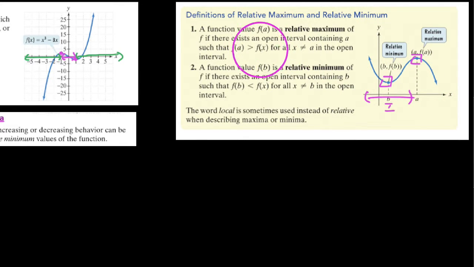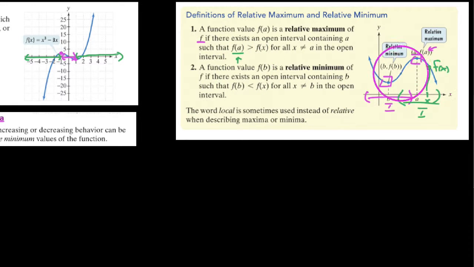Really quickly, though, the formal definition says a function value f of a, so that's this one right here, is a relative maximum of f if there exists an open interval containing a. So if I had some interval of values here, I, and a is in this interval, then we say it's true that f of a, the y value at that point, is greater than f of x for all x that are, first of all, not equal to a. So basically x is some other value on this interval, maybe right here, and it's not a, okay? Then for all x values on this interval, the f of x values are all going to be less than this f of a value if and only if this is a relative maximum.